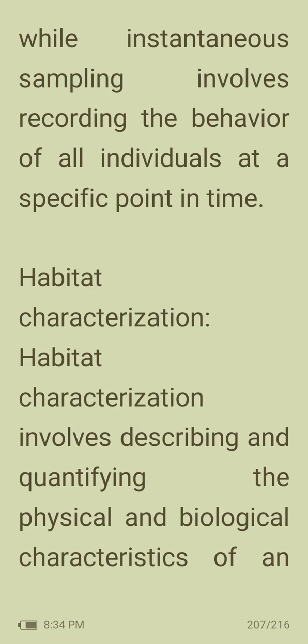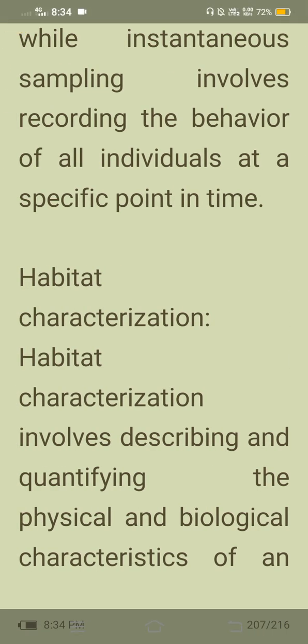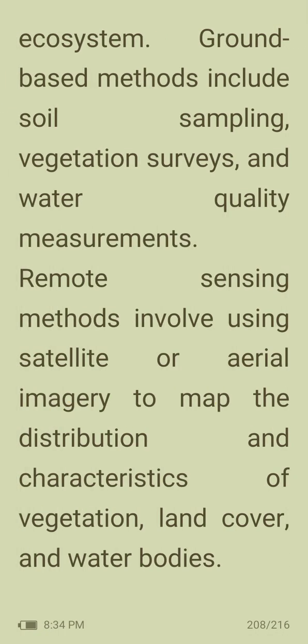Habitat characterization involves describing and quantifying the physical and biological characteristics of an ecosystem. Ground-based methods include soil sampling, vegetation surveys, and water quality measurements. Remote sensing methods involve using satellite or aerial imagery to map the distribution and characteristics of vegetation, land cover, and water bodies.